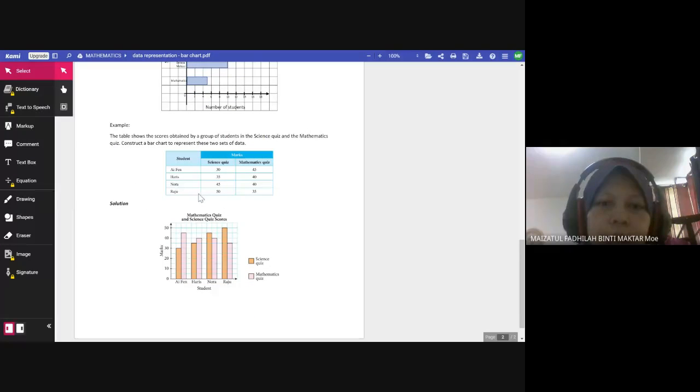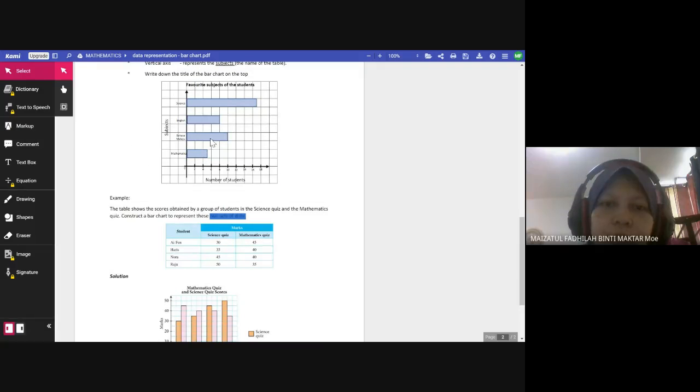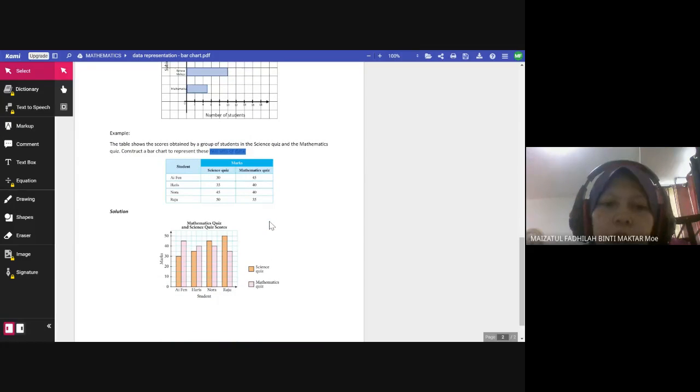What about if you have something like this, right? The second example here. The table shows the scores obtained by a group of students in the science quiz and the mathematics quiz. Construct a bar chart to represent these two sets of data, because this one has two sets of data. You can see on the table here, they have two sets of data for each one of the students. One is a science quiz, one is a mathematics quiz. Right, so how do you want to do it?